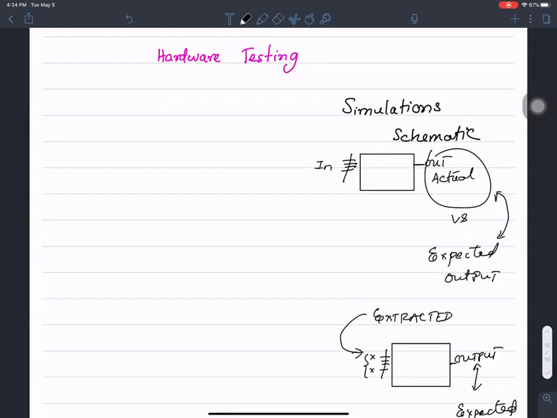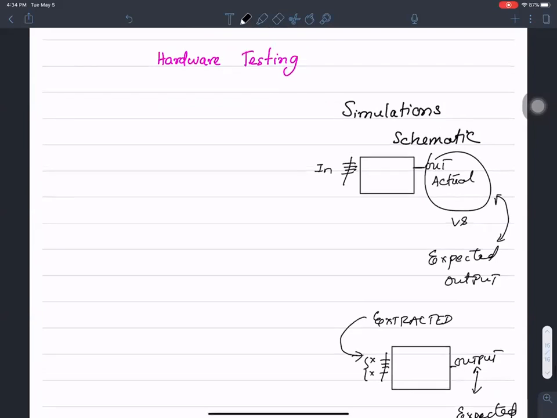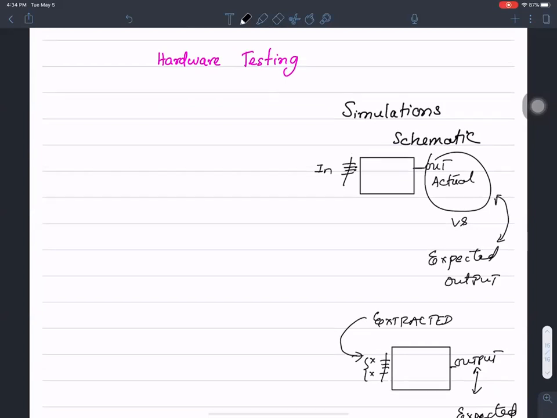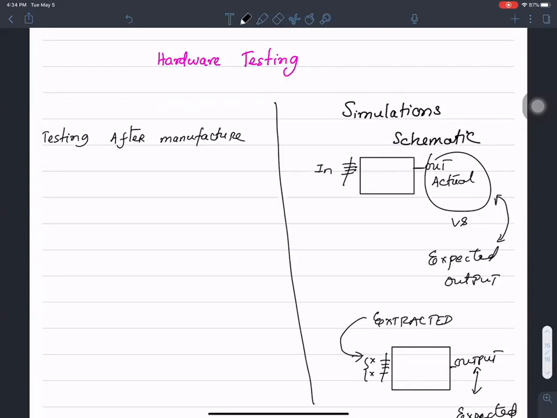This chapter is more about hardware testing. So you're looking for faults, or this provides a methodology to test for faults after manufacture. So this is in contrast to the software testing that you do before manufacture. So this chapter is all about testing after manufacture.